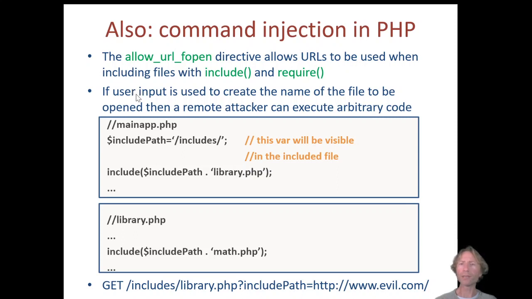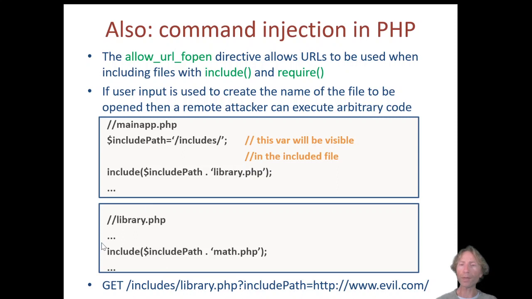For instance, in this case, we have a PHP application which has an include path /includes, and that means that everything will be included from that include path. For instance, in your code, you may have something like include from the include path library.php. That is all good, and the library.php might also do an include of the include path of math.php. Now that's all good as long as you go to the main app.php.